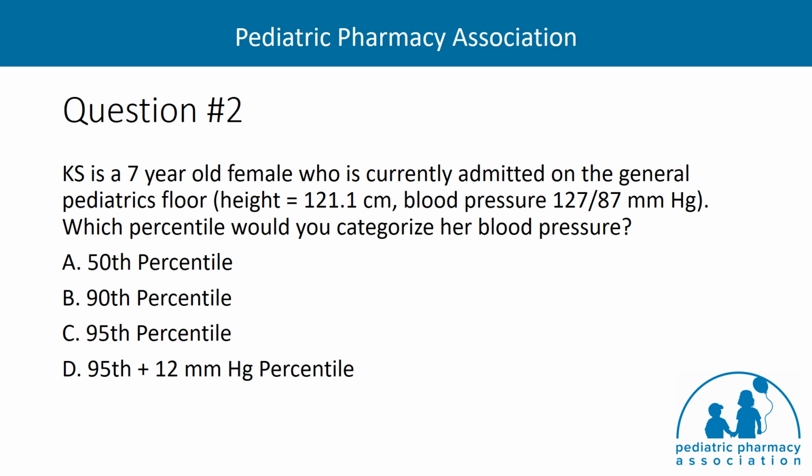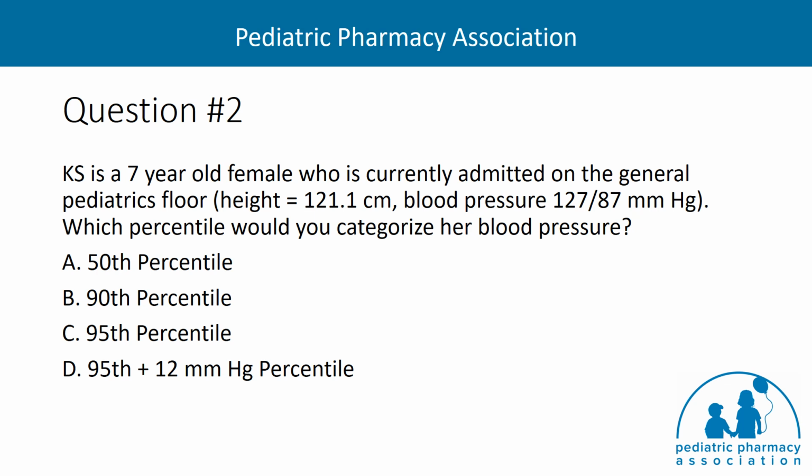Now that we have reviewed how to categorize blood pressure, let's pause for a quick question. KS is a 7-year-old female who is currently admitted on the general pediatrics floor. She has a height of 121.1 centimeters and a blood pressure of 127/87. Which percentile would you categorize her blood pressure? Is it A, 50th percentile, B, 90th percentile, C, 95th percentile, or D, 95th plus 12 millimeters of mercury percentile?